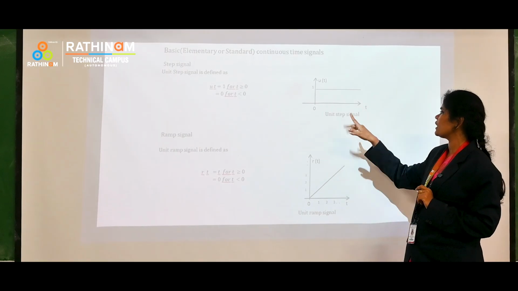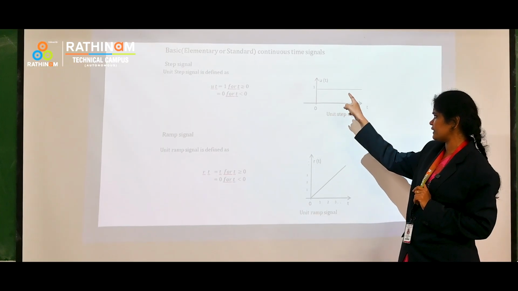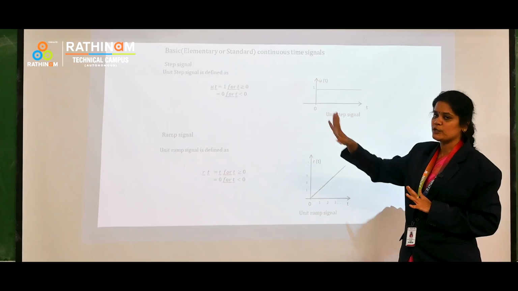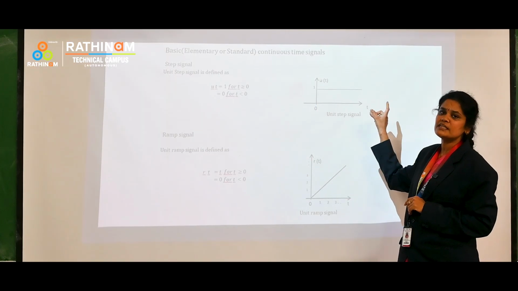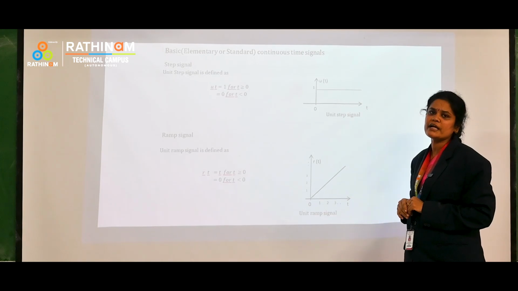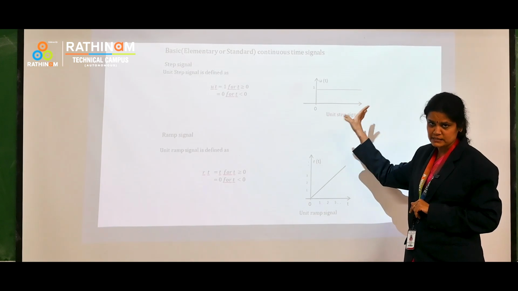In this plot you can see that only at t equal to 0 and greater, the value occurs for u of t. Other values will be 0. This type of signal is called the unit step signal, which satisfies the following condition: only when t is equal to 0 or greater than 0 will the value exist.